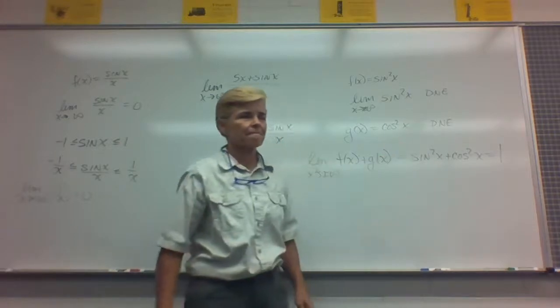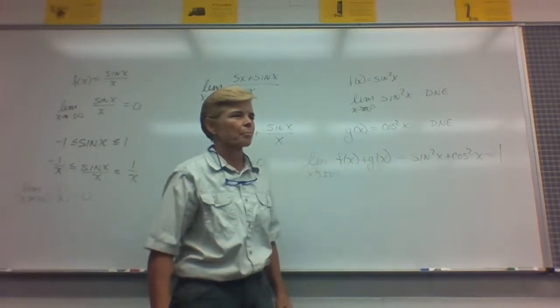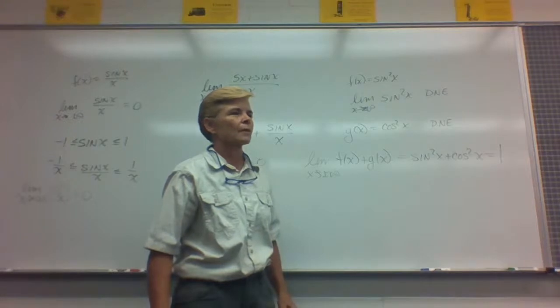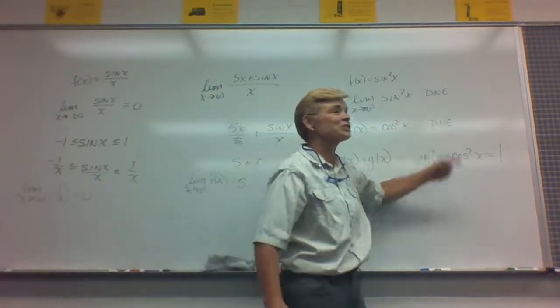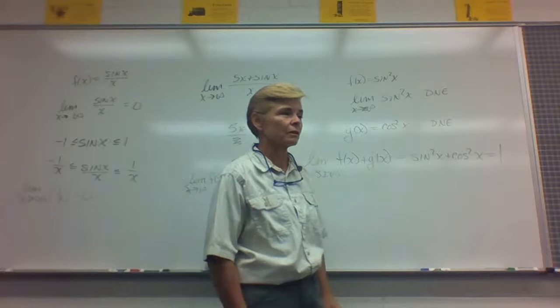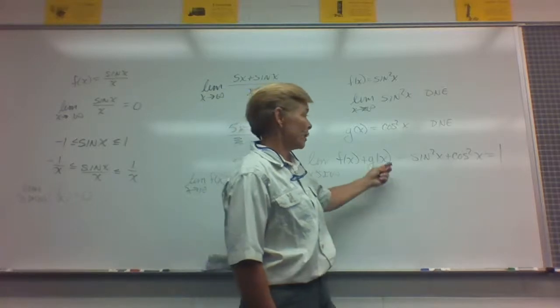I thought the limit of the sums was the sum of the limits. It is, but these limits don't exist, so how do you add things that don't exist? You can't, so how do you get one? By knowing this identity.